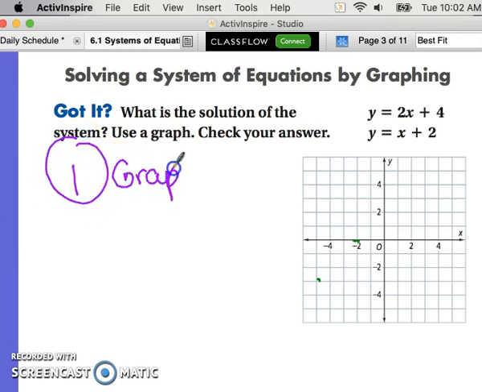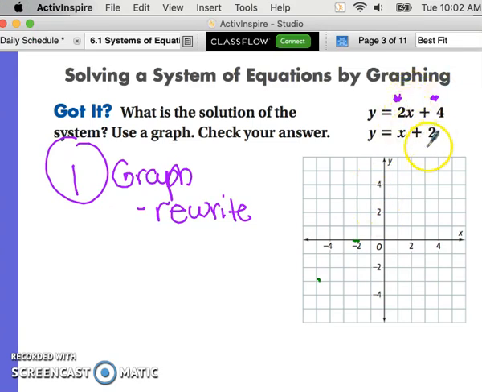Graph. You may need to, or you might want to, rewrite the equations so they can be graphed easily. Because these are written in what form? Slope-intercept form, meaning you can tell the slope and the y-intercept from them. So those are going to be easy to graph.